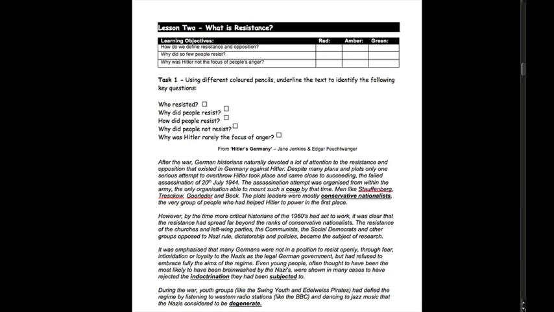Lesson 2. Further exploring what is the nature of resistance. How do we define resistance and opposition? Why did so few people resist? And why was Hitler never really the focus of people's anger?